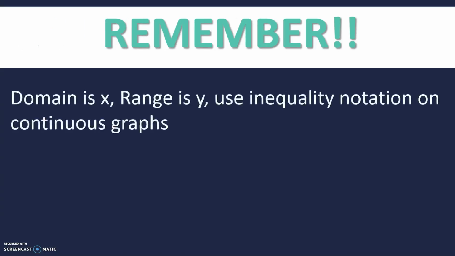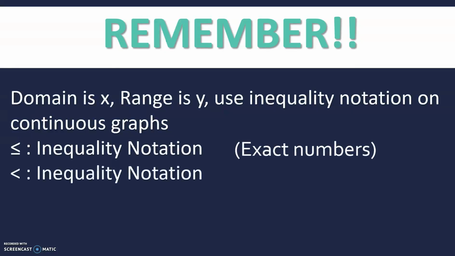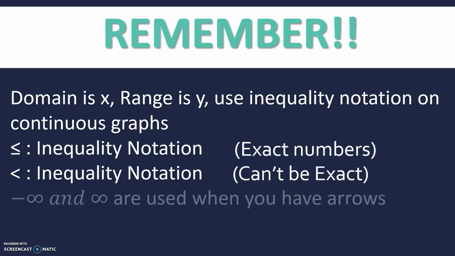So remember, domain is x and your range is y. Use your inequality notation on continuous graphs. The less than or equal to is used for exact numbers, and the less than sign is for the non-exact, like the infinity. And we use that when we hit our arrows.